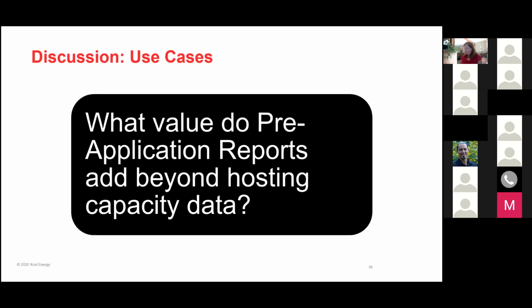So I'm trying to understand how these pre-application reports would give installers or developers of smaller systems in these highly congested rural areas any value, I guess is kind of a question I have.